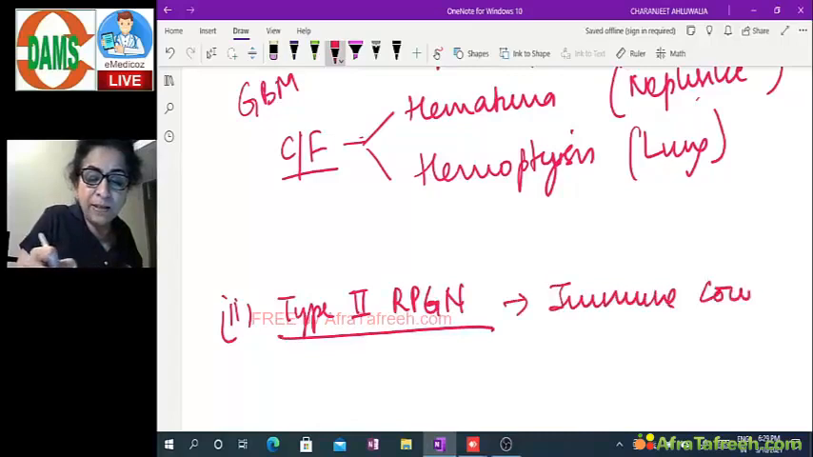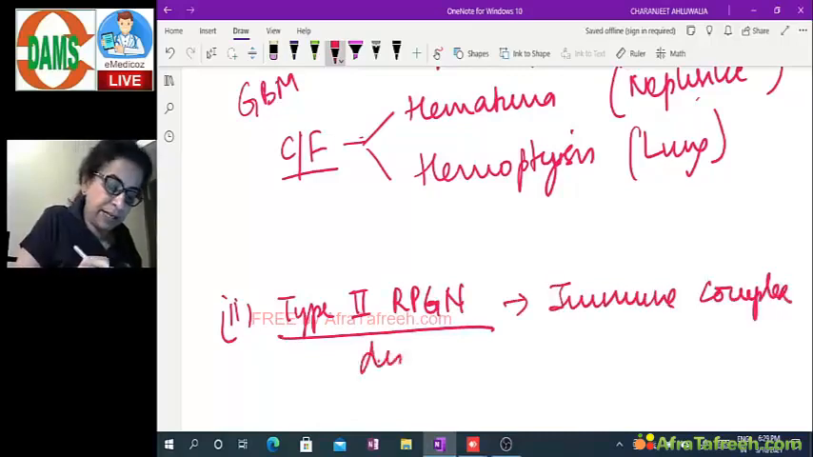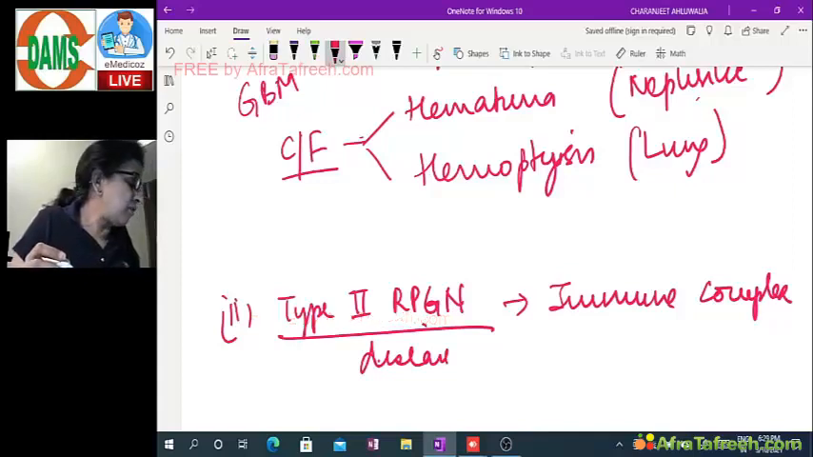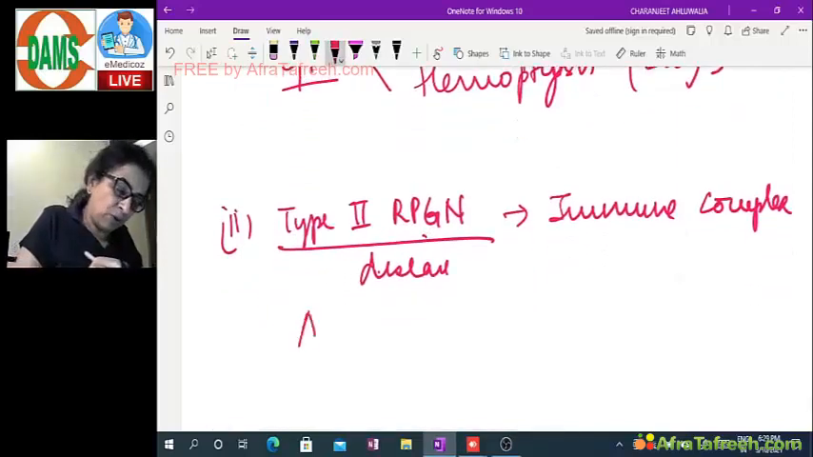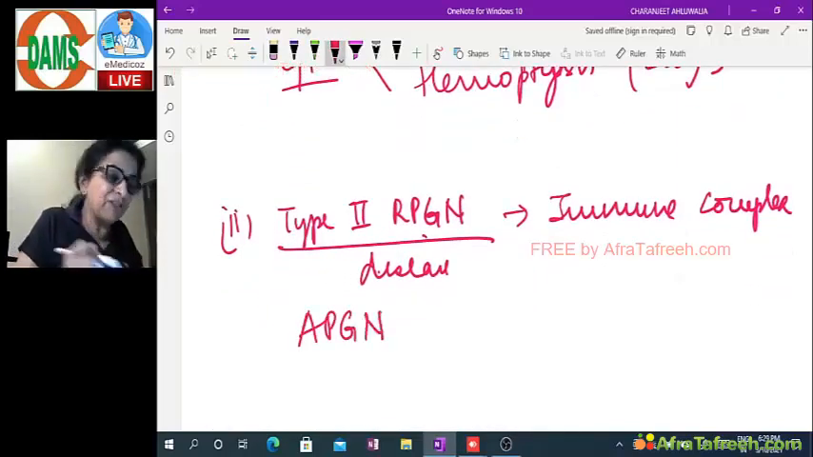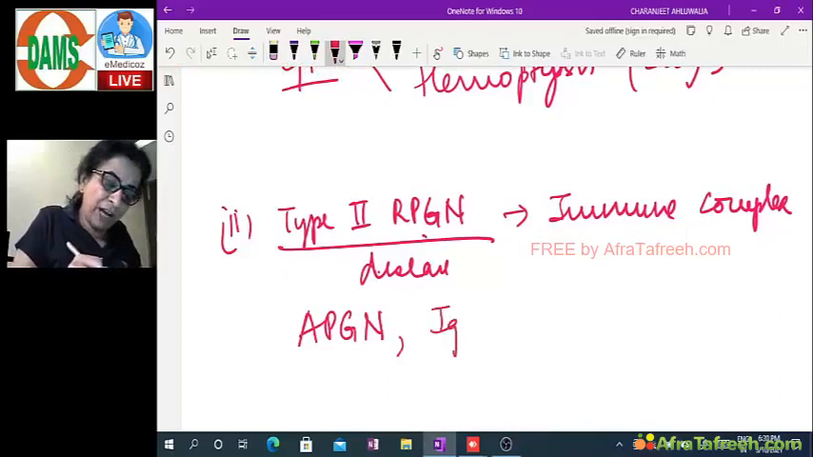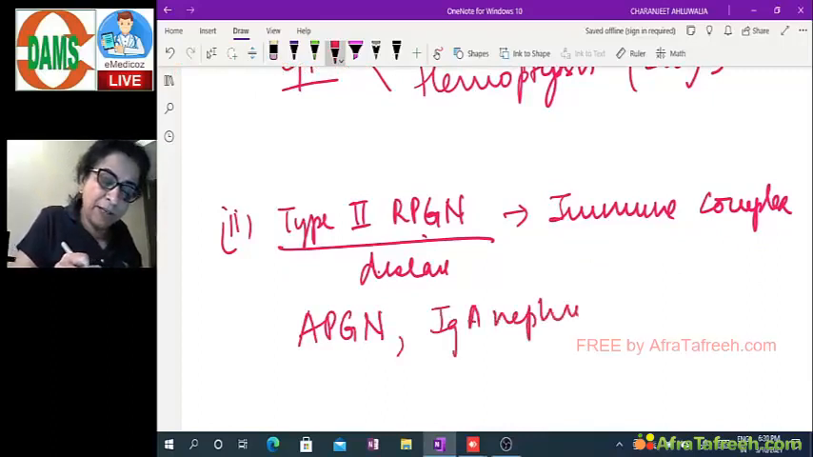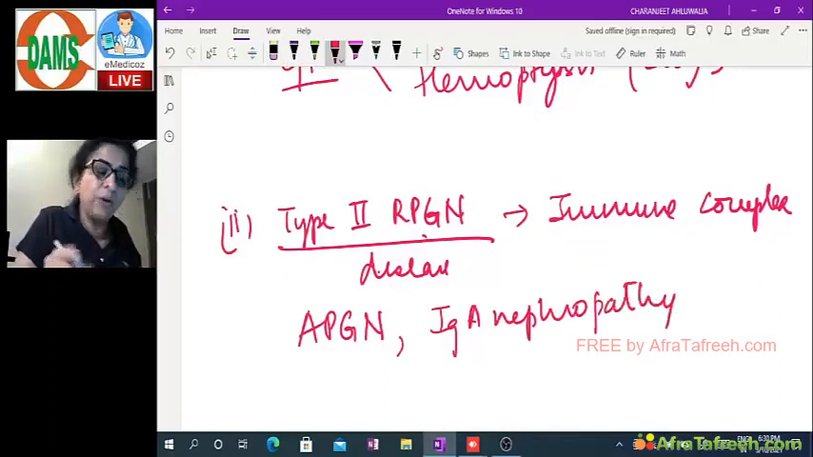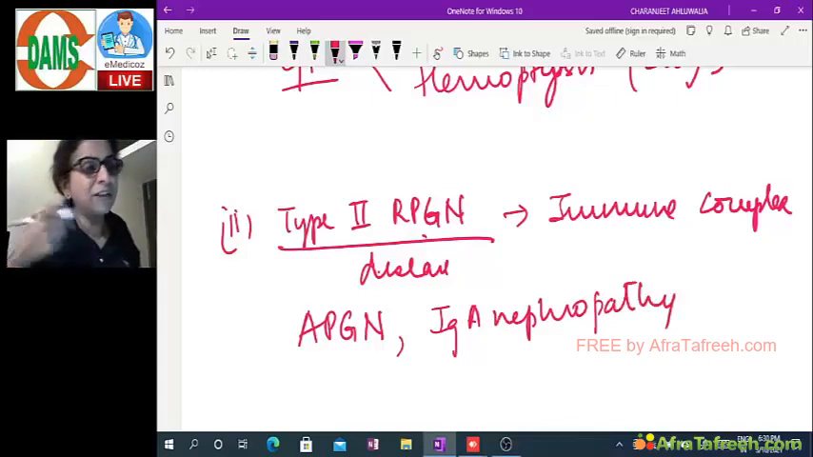Immune complex disease. Second, type 2 RPGN is called immune complex disease. Now these are the people with acute post-streptococcal glomerulonephritis. About 5% of children with acute post-streptococcal glomerulonephritis can go into RPGN. Patients with IgA nephropathy can go into RPGN, or patients with other glomerulonephritis.